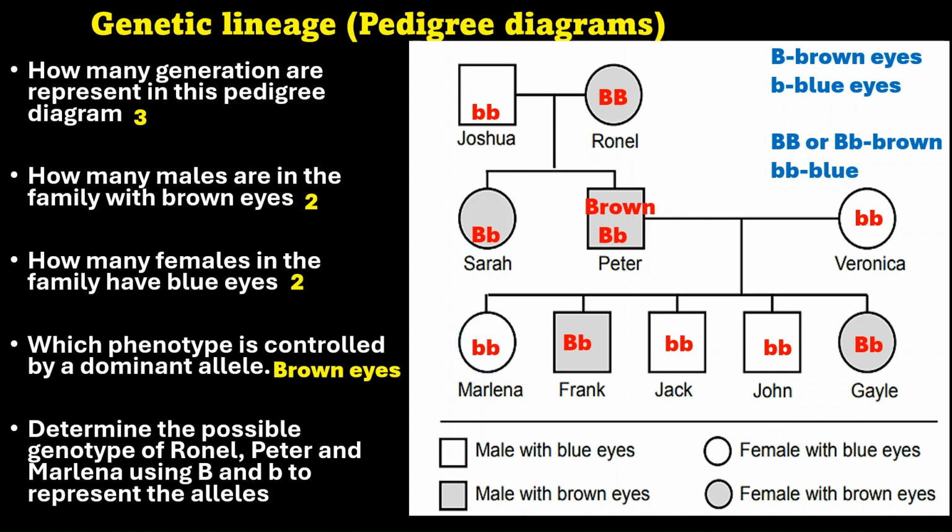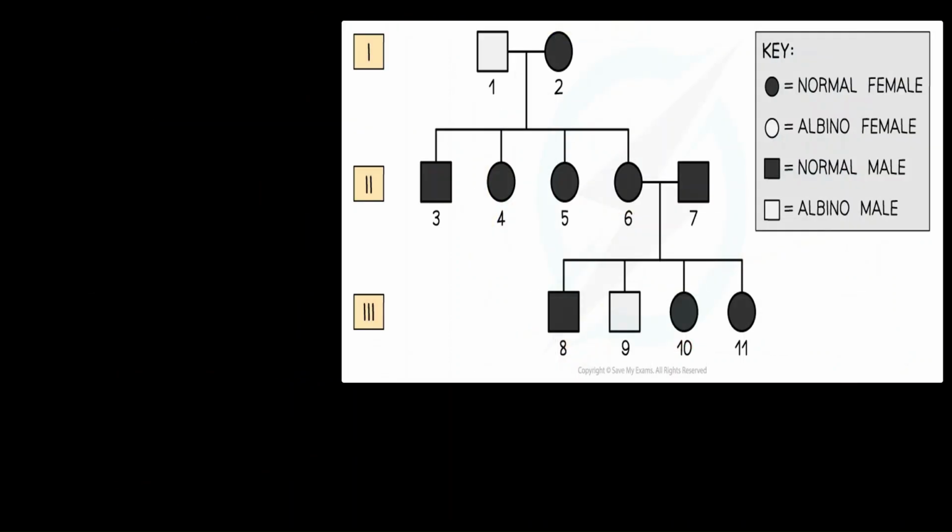So blue, and then blue, blue, blue, brown, brown, brown. Okay, so this one tries to explain where they got their alleles from. Okay, so let's go to another family.